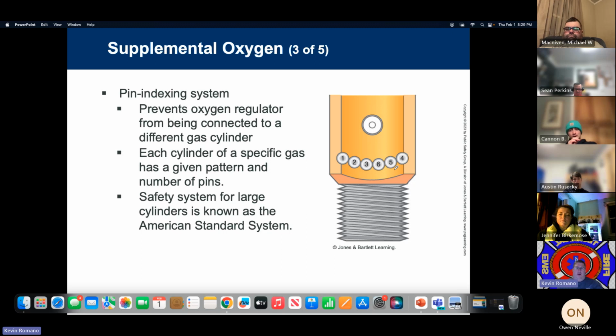But as far as oxygen goes, they want to make sure it's the right cylinder, so everything has the right thread count. And a safety system for large cylinders known as the American Standard System. Each cylinder with a specific gas is given a pattern of number of pins.